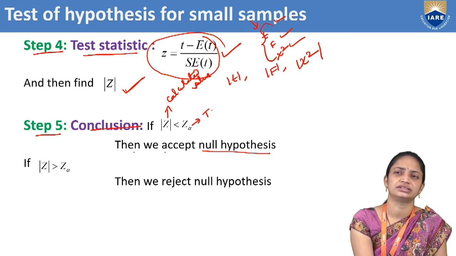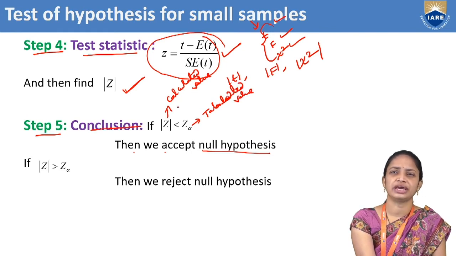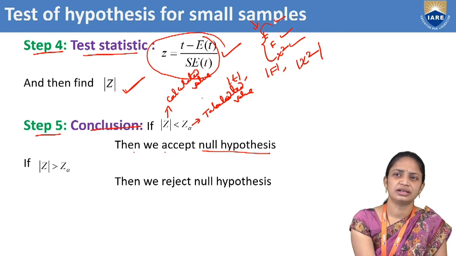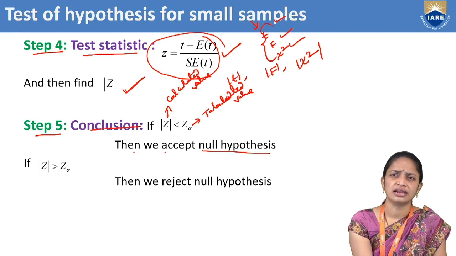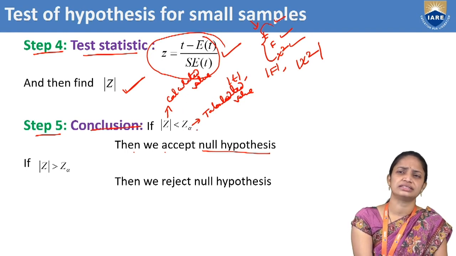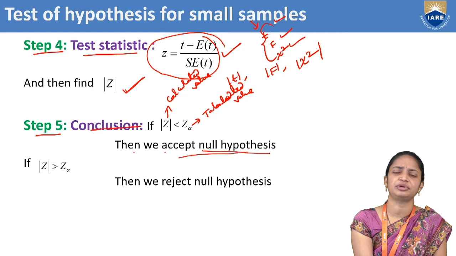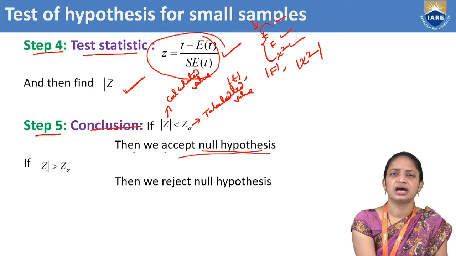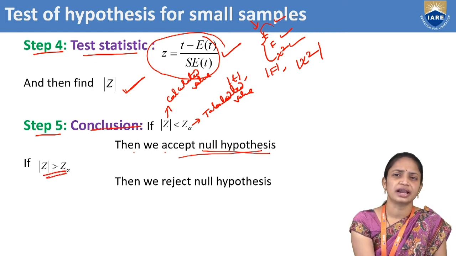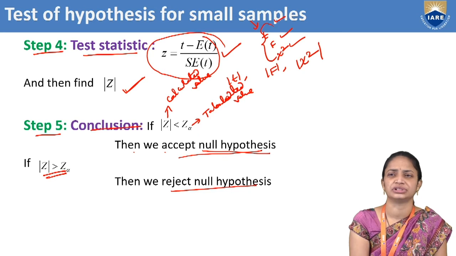So that's why this is the tabulated value. We have to take it from the table. So if the calculated value is less than the tabulated value, then we accept the null hypothesis. If the calculated value is greater than the tabulated value, or if mod Z is greater than Z alpha, then we reject the null hypothesis.